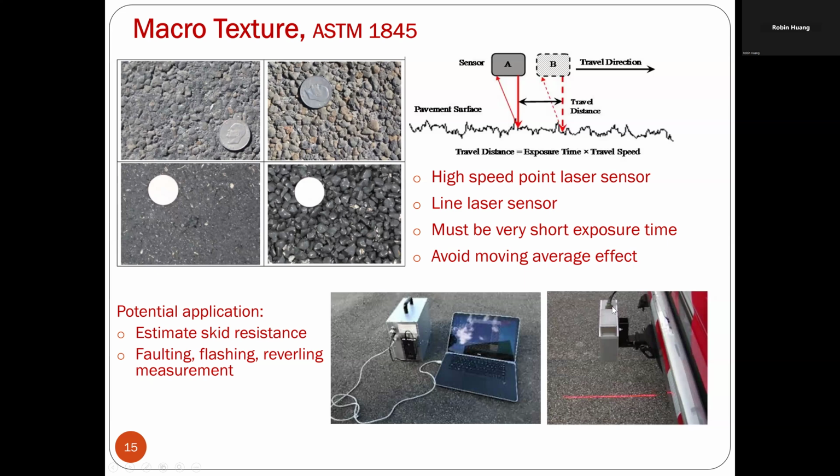This is the laser sensor to do high-speed texture measurement. The critical condition when using a laser sensor for high-speed texture measurement is that your exposure time must be very, very small. Otherwise, if you open the laser for a long exposure while you drive at high speed, you basically average a section of the road for the texture. Then you lose the details, the high-frequency components.